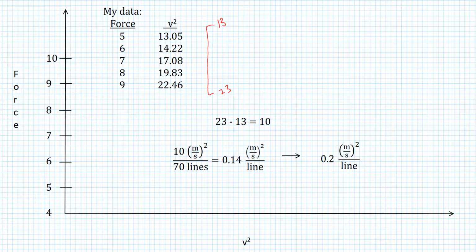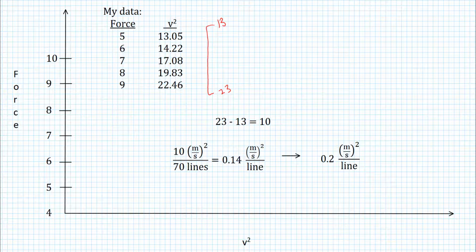So 23 minus 13 means I have to have a span of 10 units of v squared, 10 meters per second squared, along my x-axis. So I take my 10, divide it by 70 lines, and I get 0.14 meters per second squared per line. That's a pretty small number. I could round up to 0.15. I think I'm just going to round it up to 0.2.